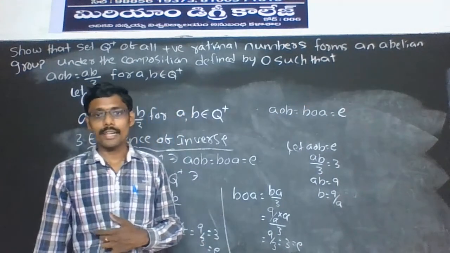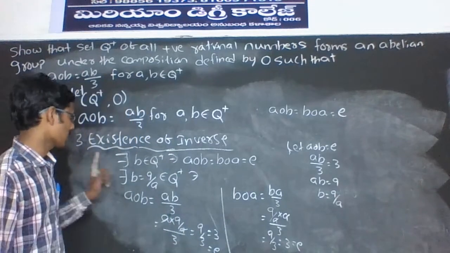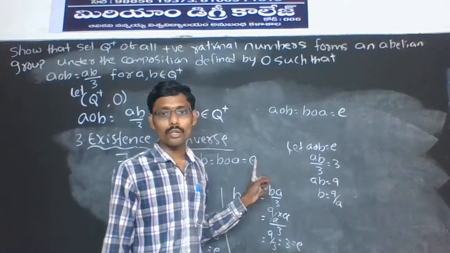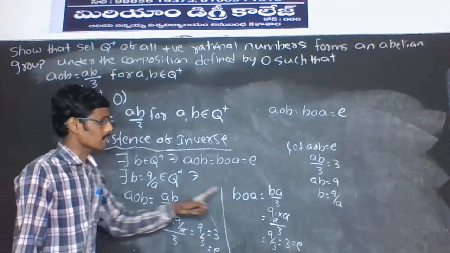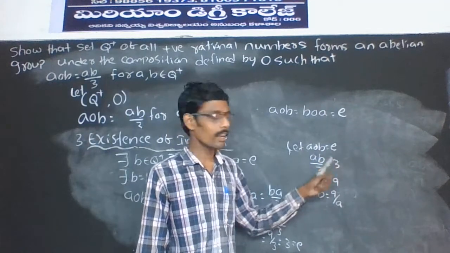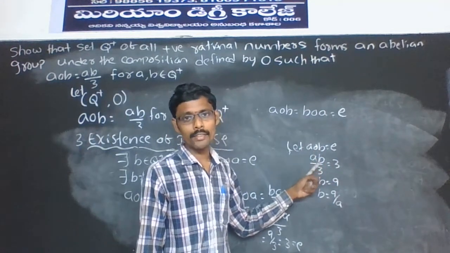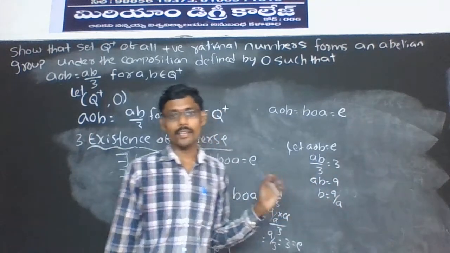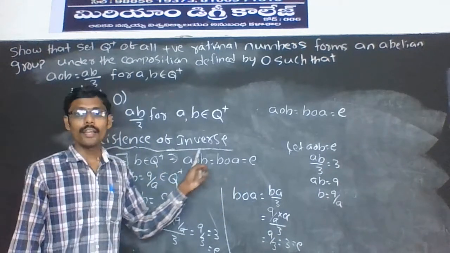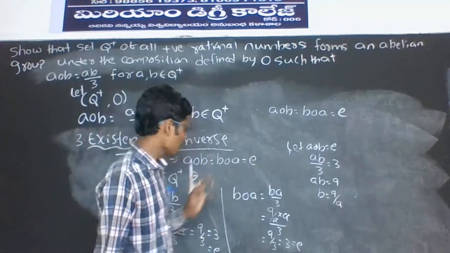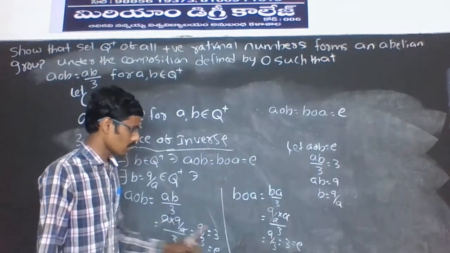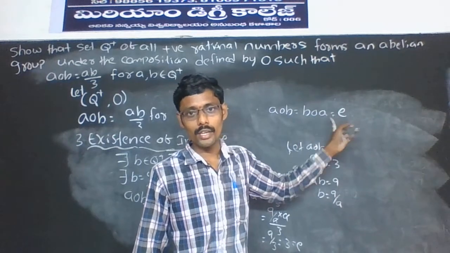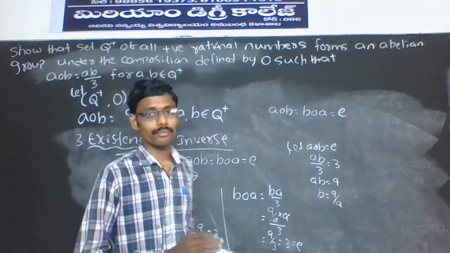Inverse property satisfied. There exists B belongs to Q plus such that A circle B is equal to B circle A is equal to E. Let A circle B is equal to E, E value 3. A circle B is defined as AB by 3 is equal to 3, AB is equal to 9, B is equal to 9 by A. B value 9 by A belongs to Q plus such that A circle B is equal to B circle A is equal to E. Inverse property satisfied. Next.